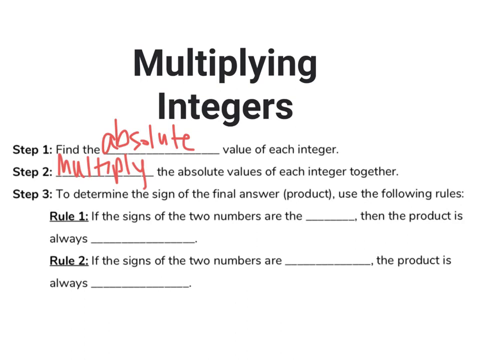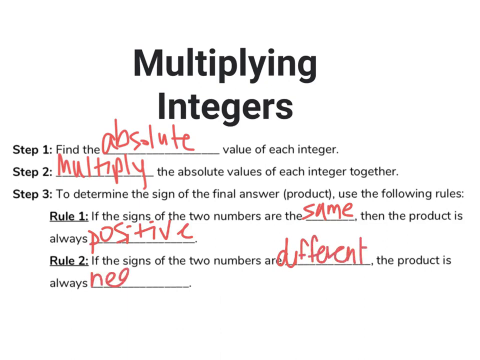If the signs of the two numbers are the same, then the product is always positive. So same signs, whether they're both positive or both negative, will result in a positive answer. If the signs of the two numbers are different, then the product is always negative. So if you are multiplying a positive and a negative together, it would be a negative answer. And if you're multiplying a negative and a positive together, it's a negative answer.